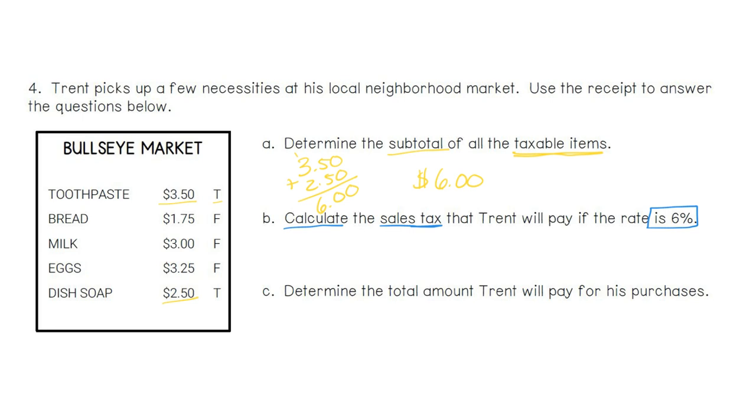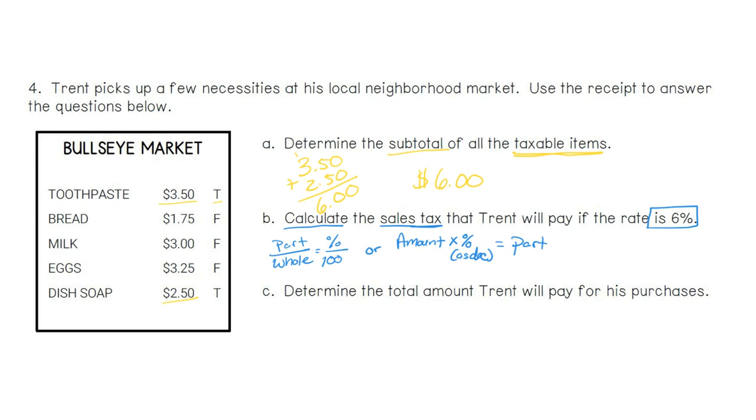Okay, now how do I calculate sales tax? Two ways I can do this. I can go ahead and do a percent proportion, right? I can go part over whole equals percentage over 100. Or I can go amount times percentage as a decimal equals part. So we're going to go with this option right here just because we've done a lot of this in the last lesson.